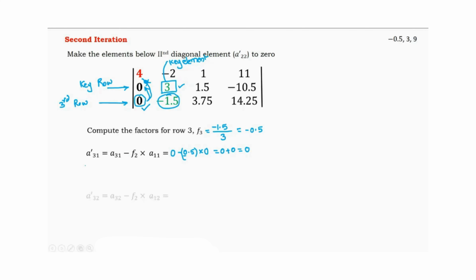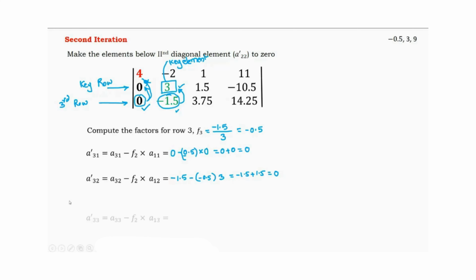And for the second computation, A3 dash, this is minus 1.5 minus of minus 0.5 into the corresponding element from the key row. The corresponding element is 3. So this is equal to minus 1.5 plus 1.5, which is equal to 0. So we got this also as 0.